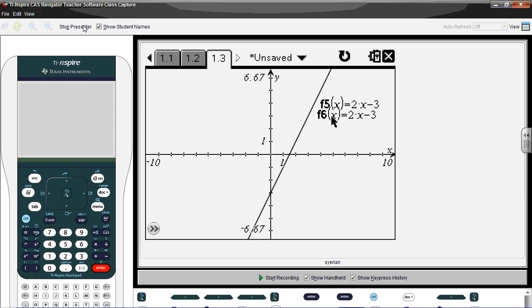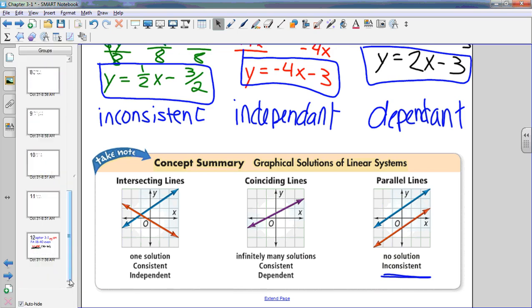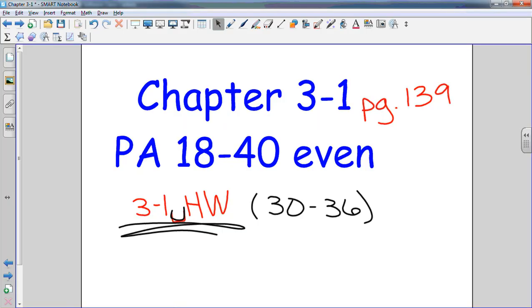Okay, your homework is on page 139, okay, 18 through 40 even. Now, listen very closely. There are 4 of them where you need an Inspire calculator. 30, 32, 34, and 36. You have 12 minutes to get started on those. Do those right now. Right this second. Okay? Do those right now, and make sure you save them in the 9 Algebra 2 folder.